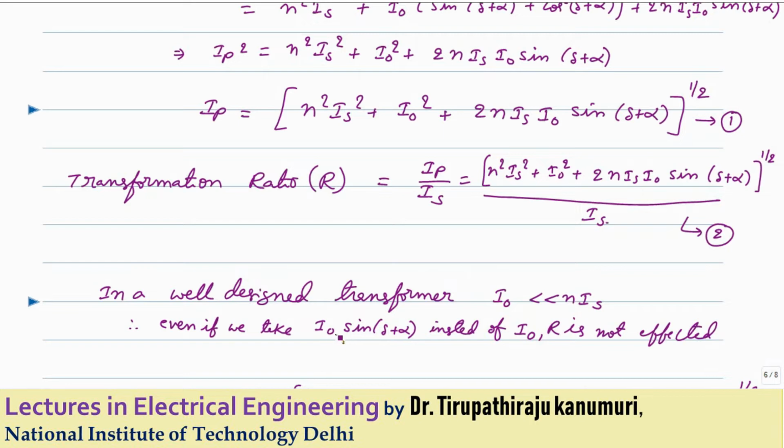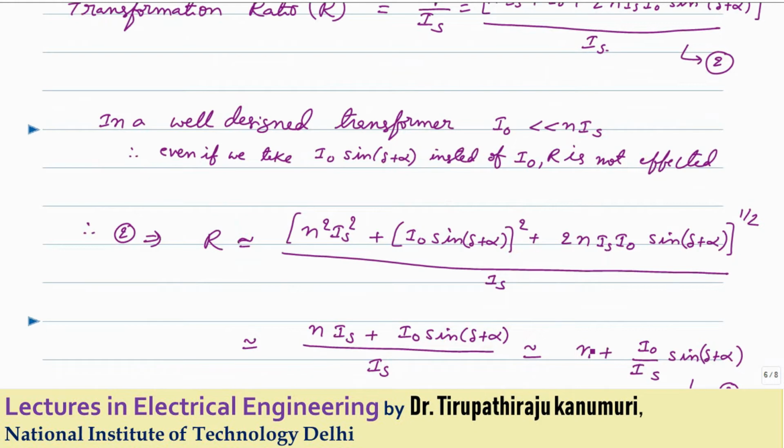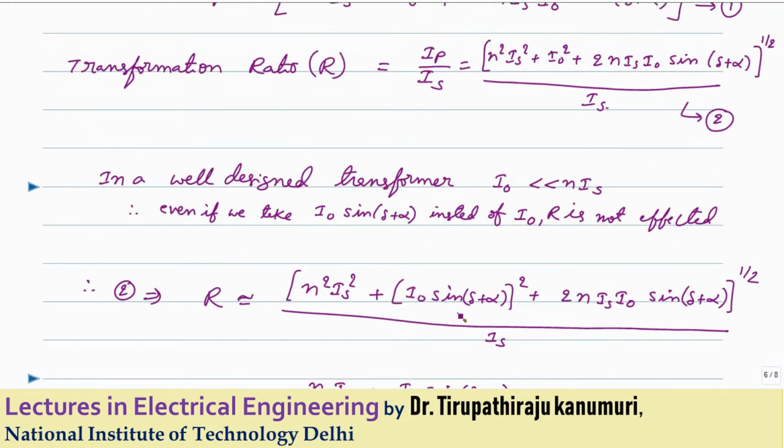So that's why I am multiplying this I naught with sine delta plus alpha. That means wherever I naught square is there, I can write I naught sine alpha plus delta whole square, because it is not going to affect my result so much, but this equation will become much simplified. Because when you add this sine delta plus alpha there, this is of the form a square plus b square plus 2ab. So this will be equal to a plus b whole square. So to the power of 1 by 2 I can simply write as a plus b. That is the reason.